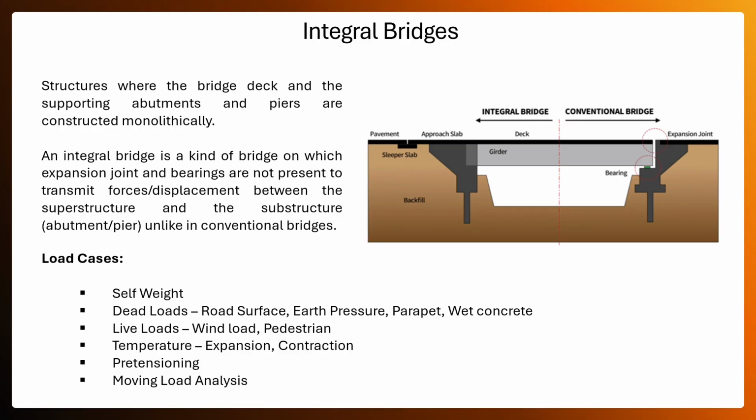Now, the different types of load cases that come under integral bridges are the self-weight, dead loads in the form of the loads from the road surface, the lateral earth pressure, loads from the wet concrete, etc. Live loads, which include the wind load and the pedestrian load. Temperature loads include the expansion and contraction due to temperature changes, pre-tensioning, and the moving load analysis.